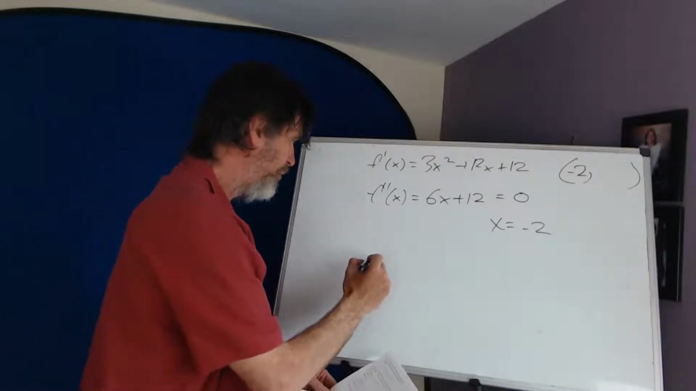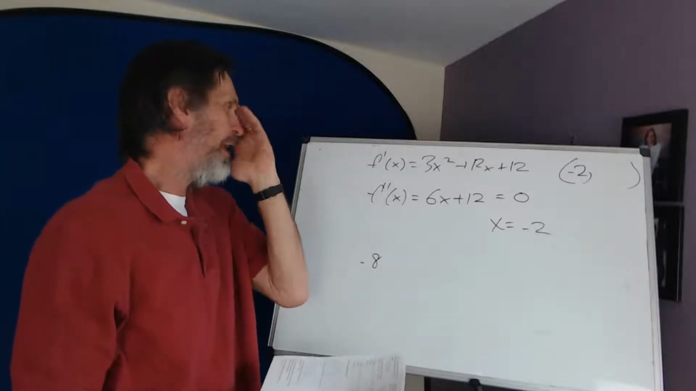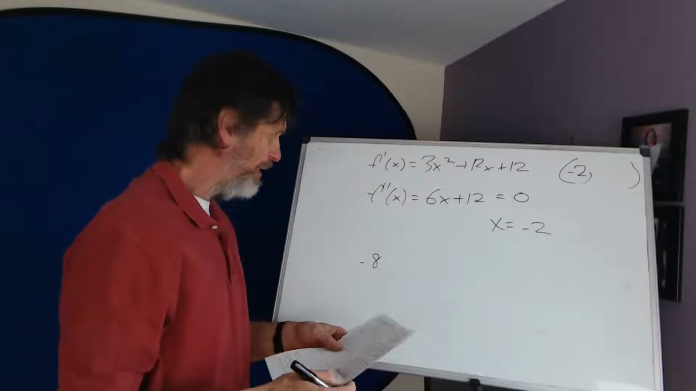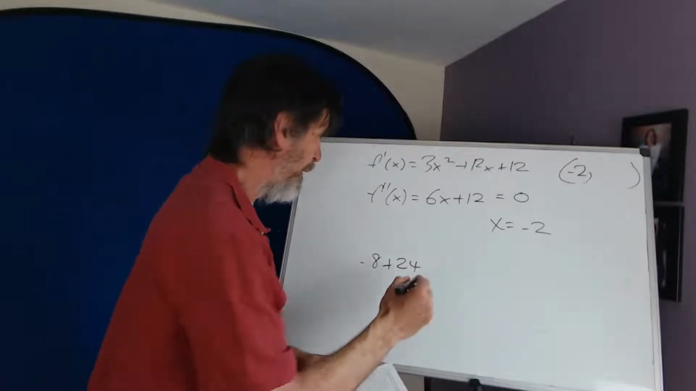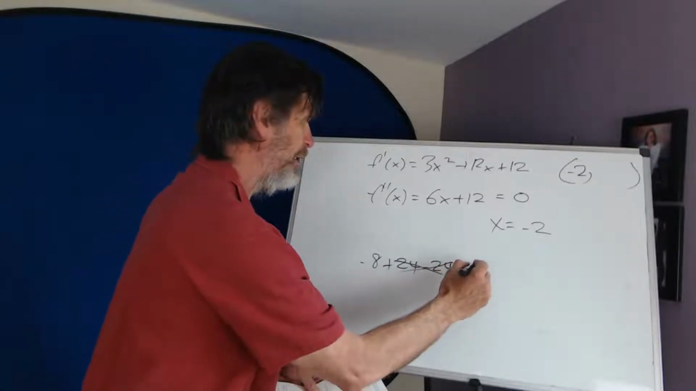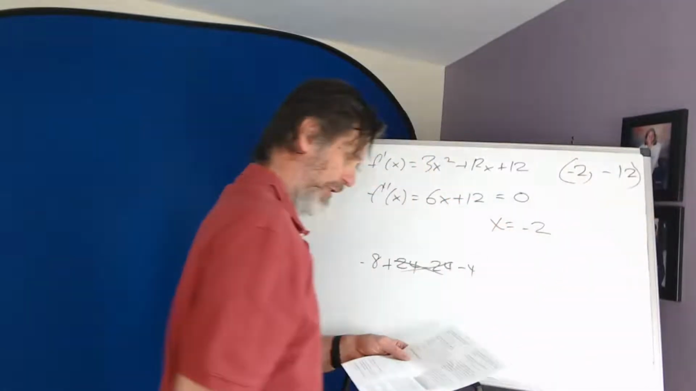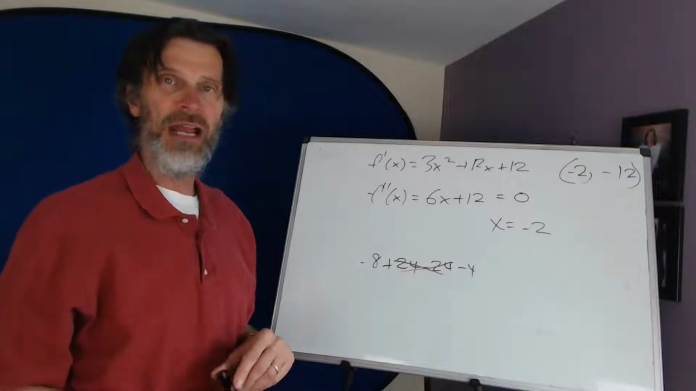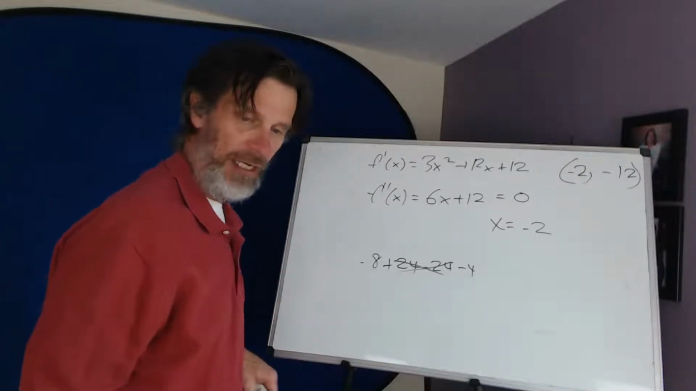So -2 cubed would be -8. Again, I'm plugging this back in the original. That's where we get points on the graph. -8 plus, that would be 4 times 6 is plus 24. Plug in -2, and the next one is -24. Oh, that's handy. And then -4 at the end. So it comes out to be -12. There is the ordered pair for the inflection point. That's a point on the graph that has no concavity. It's neither concave up nor is it concave down.